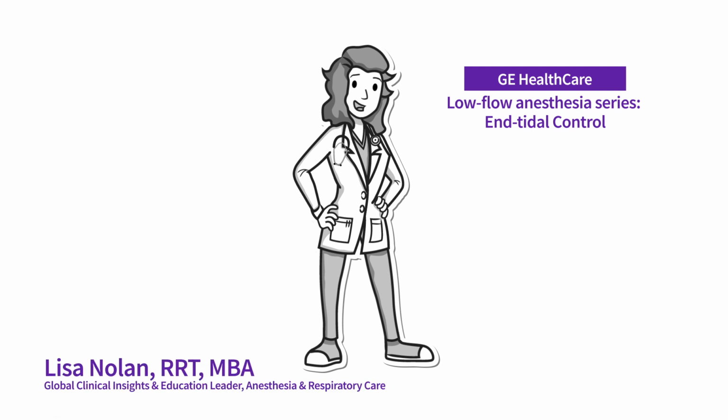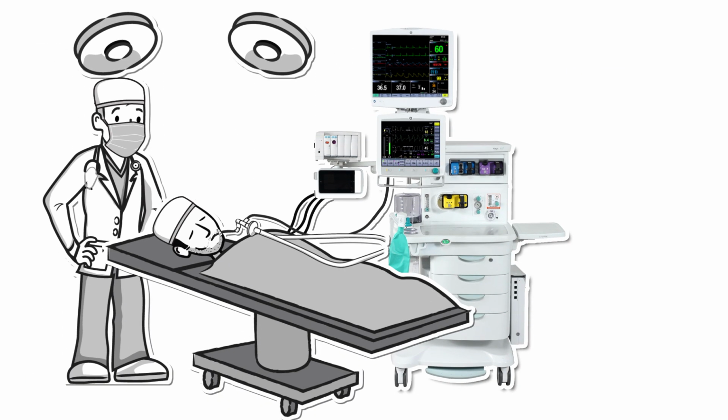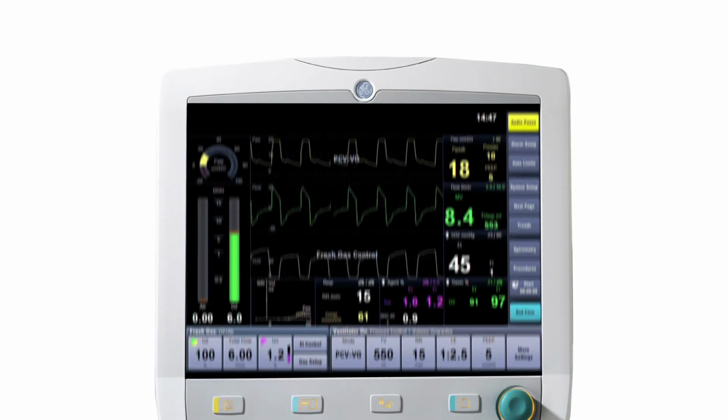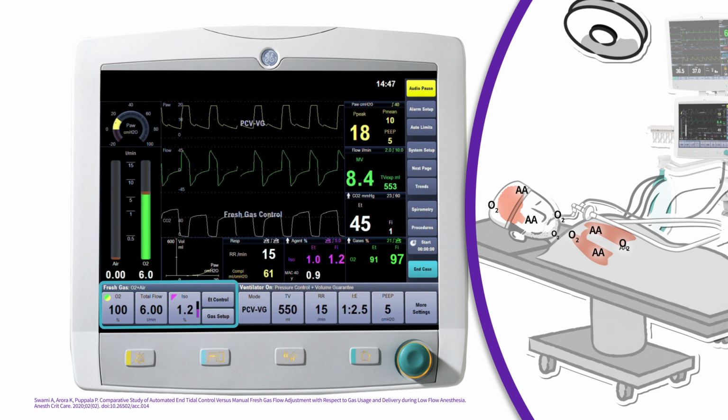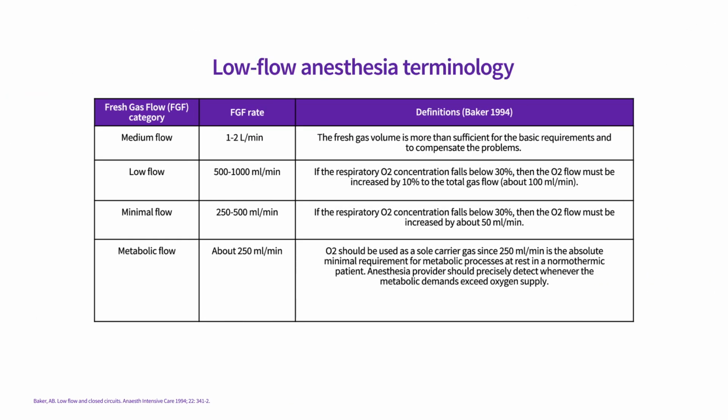I'm Lisa Nolan. When a patient undergoes anesthesia, the anesthesia provider is constantly monitoring the patient's end-tidal oxygen, end-tidal anesthetic agent, and flow rate. Manual adjustments to these parameters will be made to meet the patient's uptake and demand to help ensure safe and effective anesthesia, especially when using lower to minimal fresh gas flows.